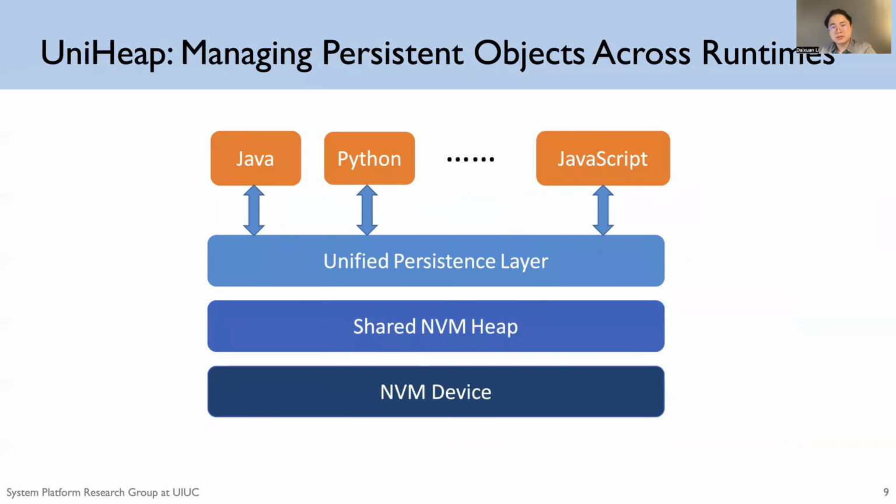So to fill the gap, we present UniHeap, a new non-volatile memory framework for managing persistent objects to enable efficient object sharing on non-volatile memory. We propose a unified persistent layer that has a unified object model that can be extended for various managed languages. It also optimizes the object layout to reduce the persistent overhead. We manage non-volatile memory with a shared NVM heap that enables cross-language object sharing.